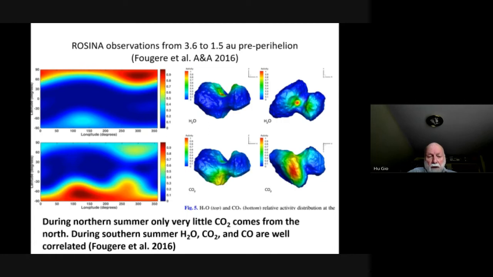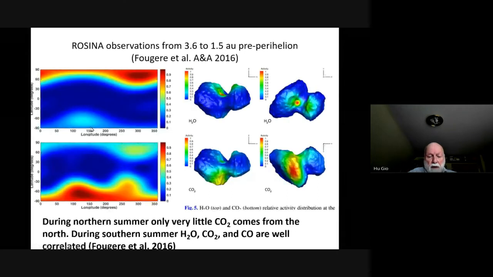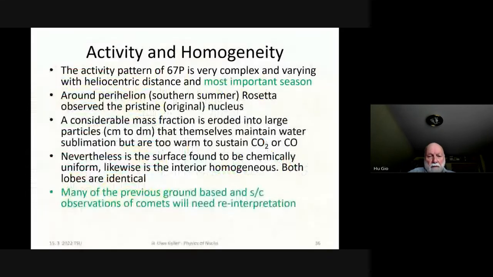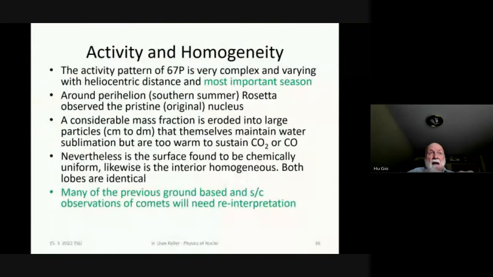And the original cometary surface has much more CO2 on the south than on the north. You see also a dichotomy in the coma, not only on the nucleus itself. So the activity pattern of 67P is very complex, even though it comes from a more or less uniform surface and is controlled by the season. So the fact that season can play an important role in cometary sublimation has become obvious and needs to be taken into account in the interpretation.